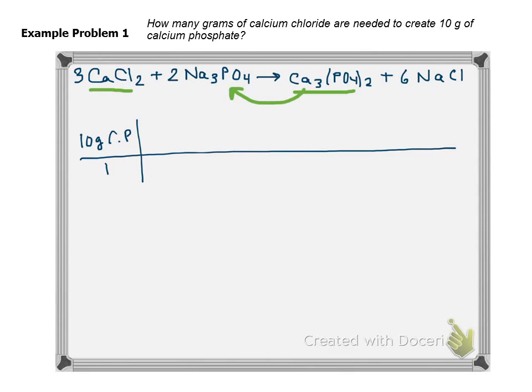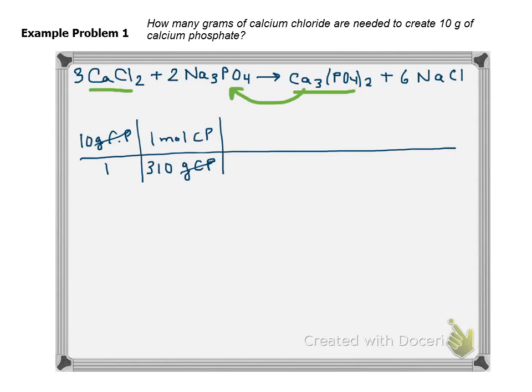Once again, in order to deal with the mole tunnel, we cannot go directly from grams to grams, from grams of product to grams of reactant and vice versa. So we must convert these grams into moles. So we're going to use the molar mass of calcium phosphate. Because I want to cancel out grams, it'll go in my denominator. And according to the periodic table, there are 310 grams in every mole of calcium phosphate.